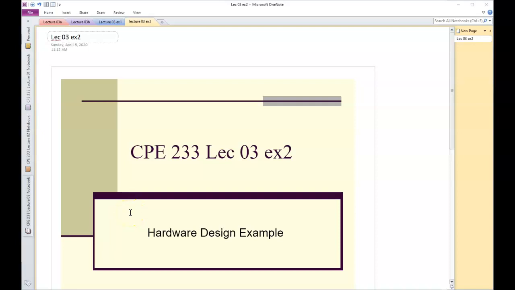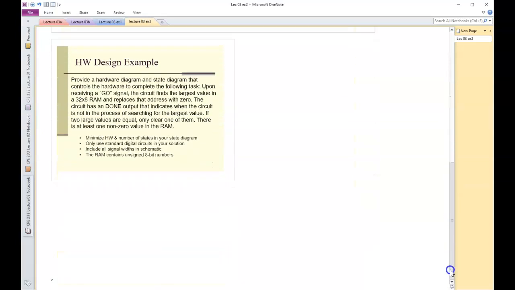This is lecture 3. This is a second example, and I made this example simply because our previous examples did not have an example where we're actually writing a RAM. So this example requires that the RAM be written, and once again, it's pretty simple. It has a RAM. The idea is to read through that RAM, find the largest value in that RAM, and clear that value. So it's kind of a multi-step process.